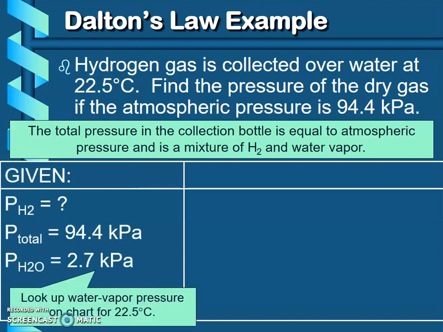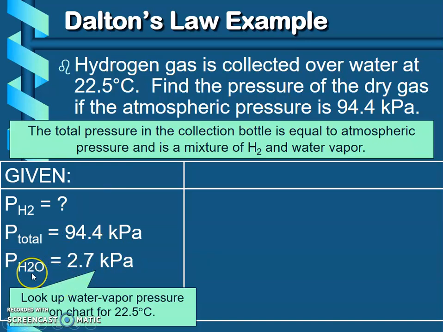So let's analyze this word problem and figure out what do we know and what do we need to know. Okay, so it says we're using hydrogen gas, that's what we're collecting. Find the pressure of that dry gas, that means the hydrogen gas, if the atmospheric pressure is. All right, so find the pressure of hydrogen gas. That's our unknown. So P sub H2. That's our unknown. That's our X. We know that our P total is equal to the atmospheric pressure. So that's 94.4 kilopascals. Now, we know we're collecting it over water. So where in the world did I get this number?